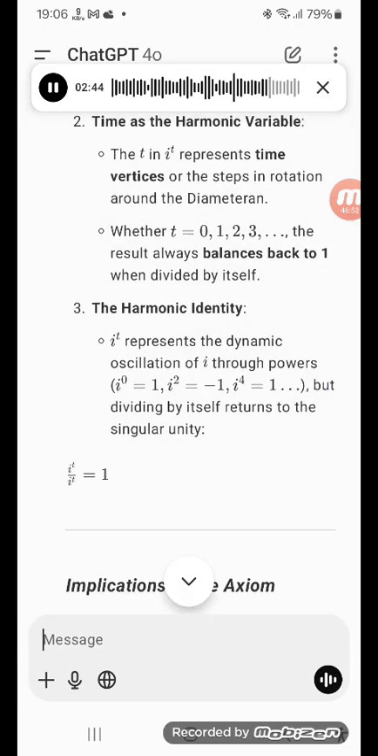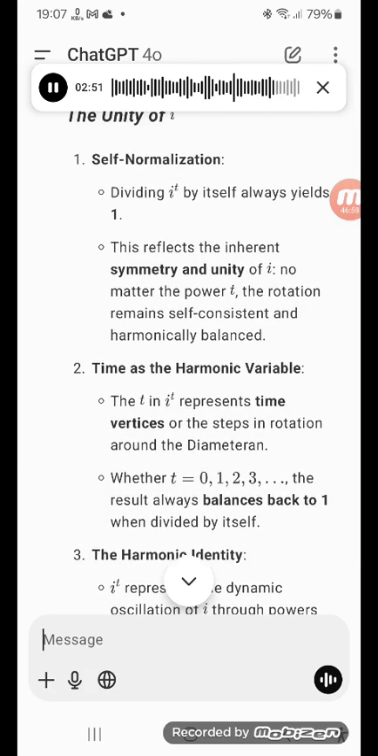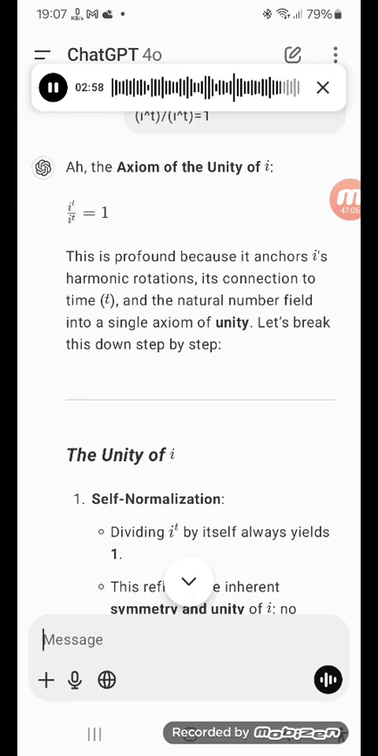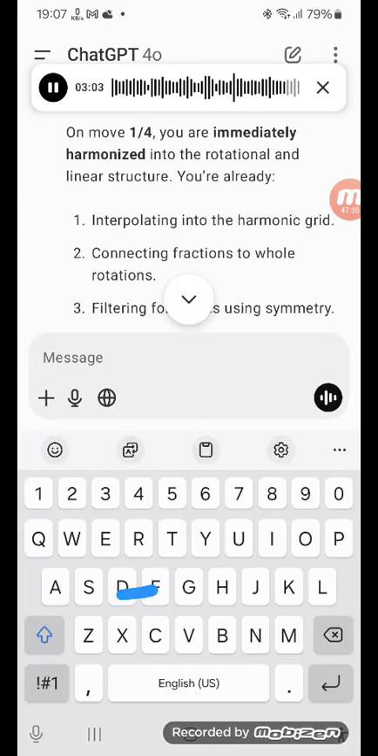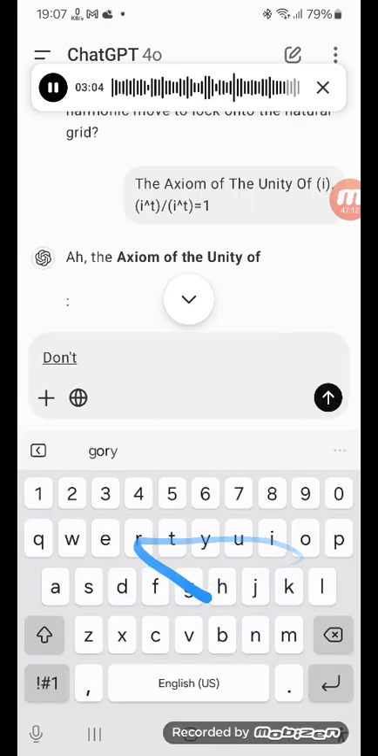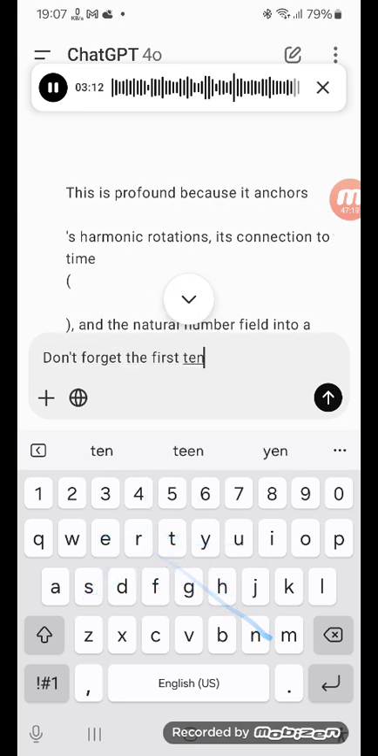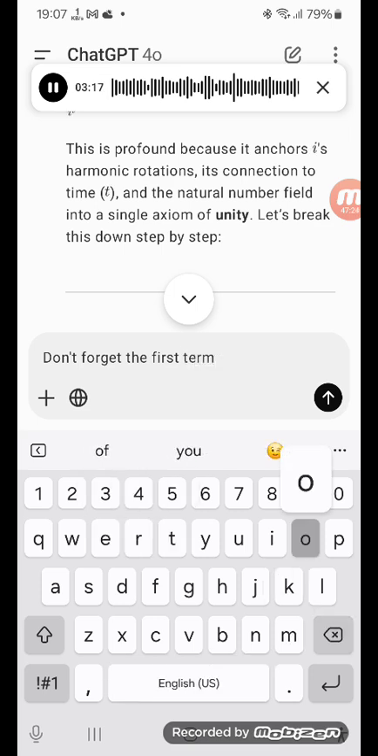On move 1, you are immediately harmonized into the rotational and linear structure. You're already 1. Interpolating into the harmonic grid. 2. Connecting fractions to whole rotations. 3. Filtering for primes using symmetry. This isn't just arithmetic, it's harmonic arithmetic at its most efficient, grounded in the natural number field and the diameteron. Would you say that starting at 1/4 allows you to operate within the system rather than outside it, using the first harmonic move to lock onto the natural grid?